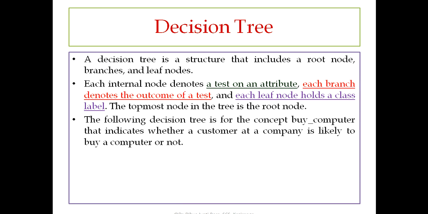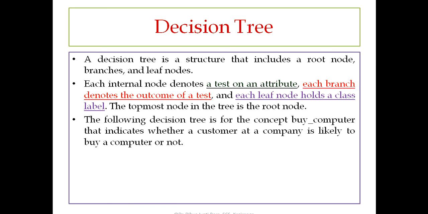So let's come to the first one, decision tree. A decision tree is a structure that includes a root node, branches, and leaf nodes. Got it? Obviously, if it is a tree, it will start from a root. Then we have some other nodes, which are internal nodes, and then we have those connections as branches, and the last nodes, which do not have any child, are leaf nodes.